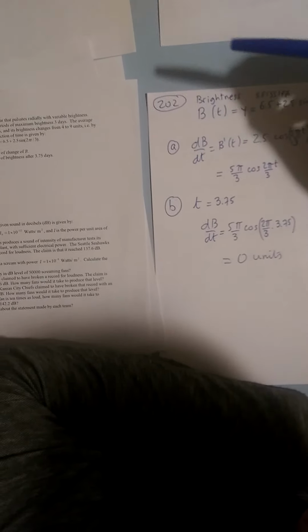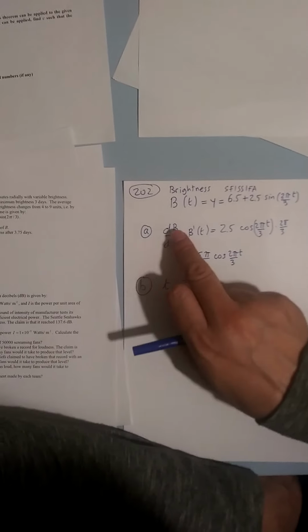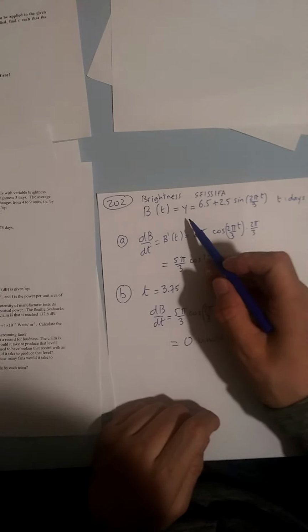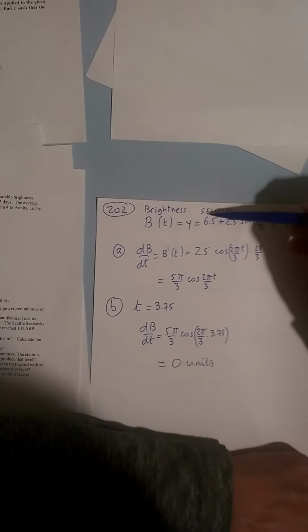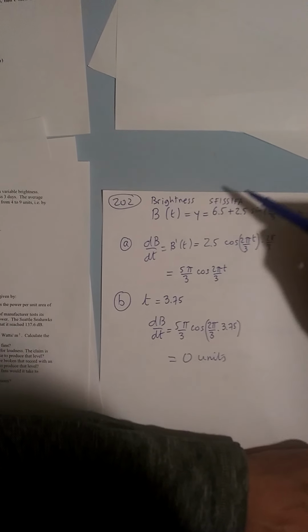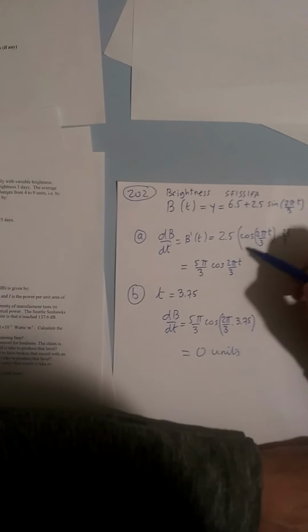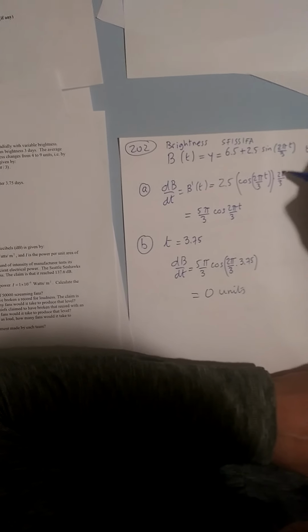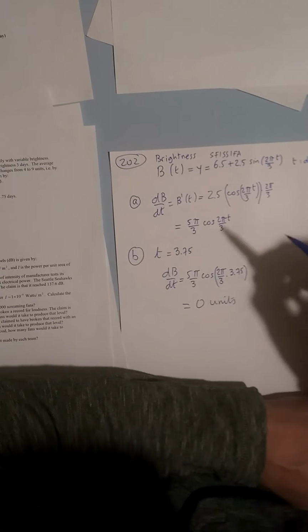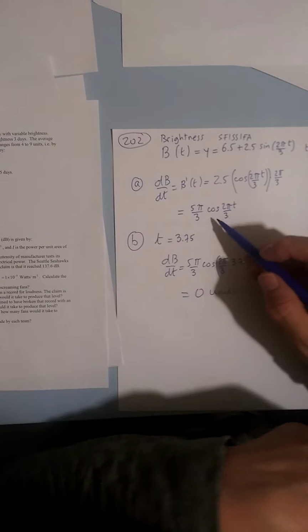days. The rate of change of brightness is how does brightness change with respect to time. That means the derivative of B with respect to time. This is the function B. We need to differentiate it with respect to time. 6.5 gives you 0, plus 2.5 times the derivative of sine, which is cosine 2 pi t over 3, all of this times the derivative of 2 pi over 3 times t, which is 2 pi over 3. Simplify this. 2.5 times 2 is 5 pi over 3 cosine 2 pi t over 3.